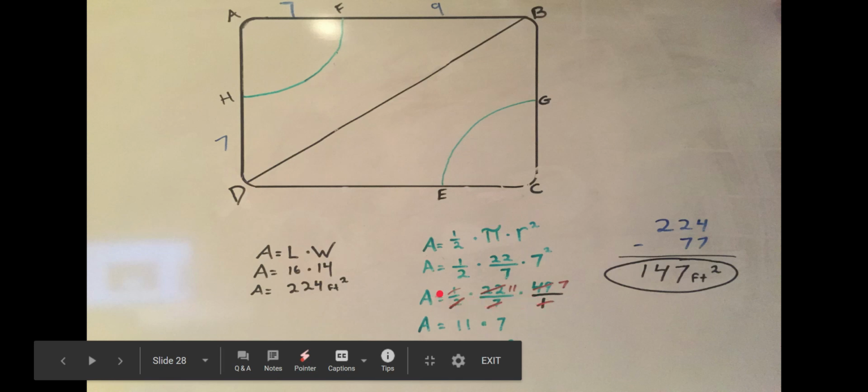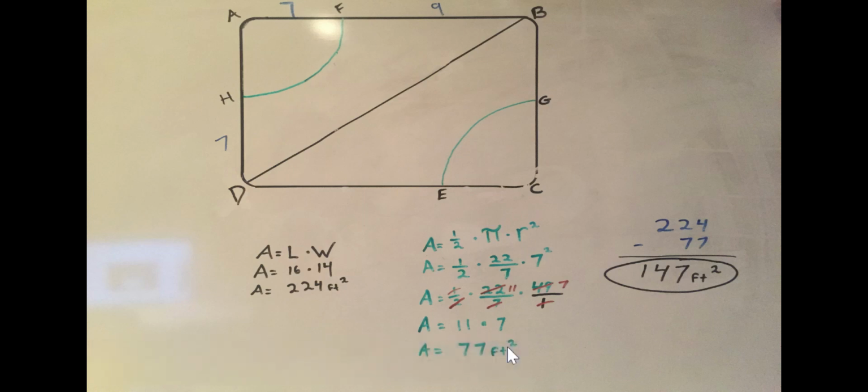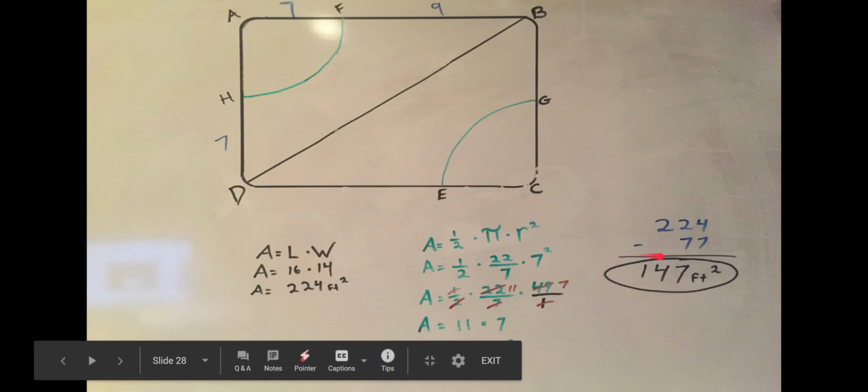So our 1's can cancel out. Boom, boom, knocked out the 1's. 2 goes into 22 11 times. That's why I crossed out the 22 and put 11. 7 goes into 49 7 times. That's why I crossed out the 49 and put a 7. Okay? Now we are left with 11 times 7. So I brought that down over here, 11 times 7. And that final answer would be area of the half circle would be 77 feet squared. 77 feet squared. All right?